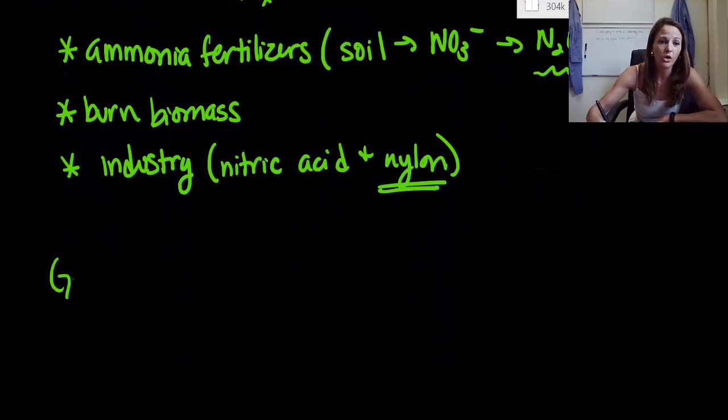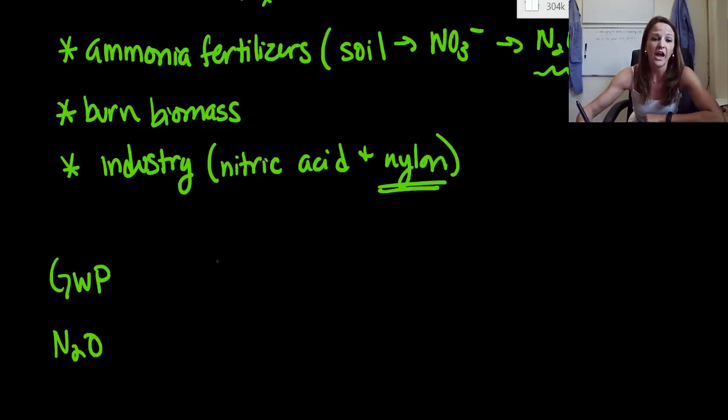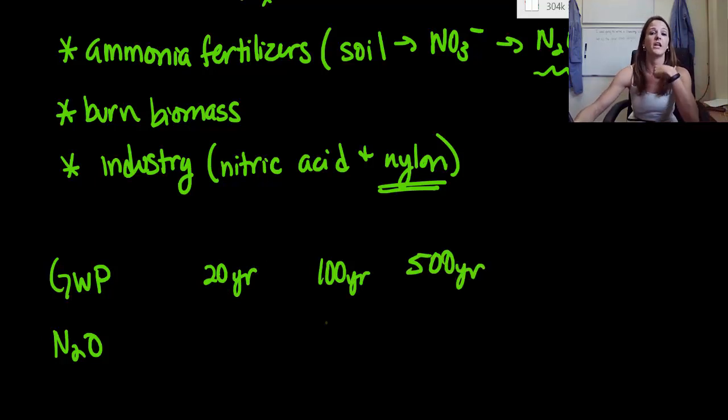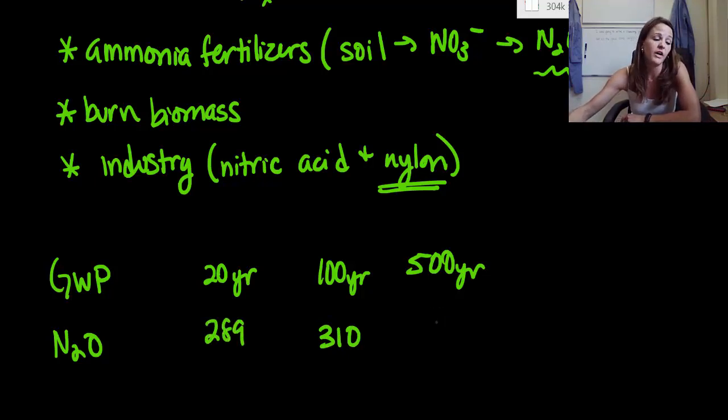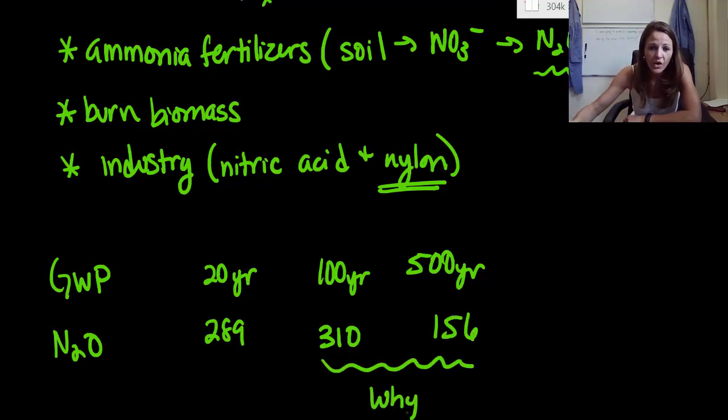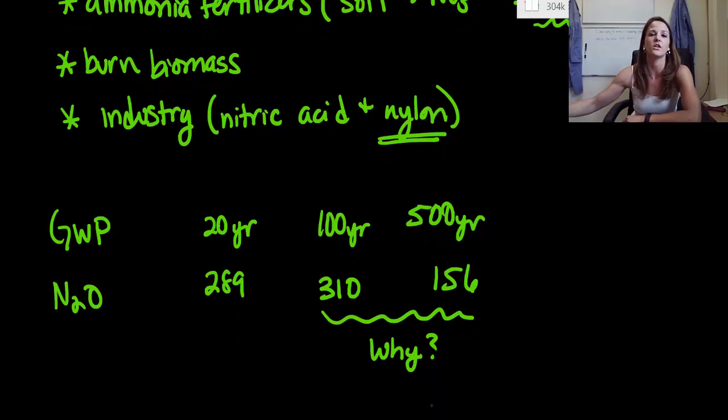Right now, our global warming potential has three different categories when it comes to nitrous oxide. We have a 20-year rating, a 100-year rating, and a 500-year rating. Our 100-year rating is the one we've been reporting to you, which is 310. The 20-year rating is actually 289, and the 500-year rating is 156. So my question is this: why? Why do we have such a decline in the global warming potential? And what's up with the year? What's up with the number difference? What's going on here? Please explain that to me.